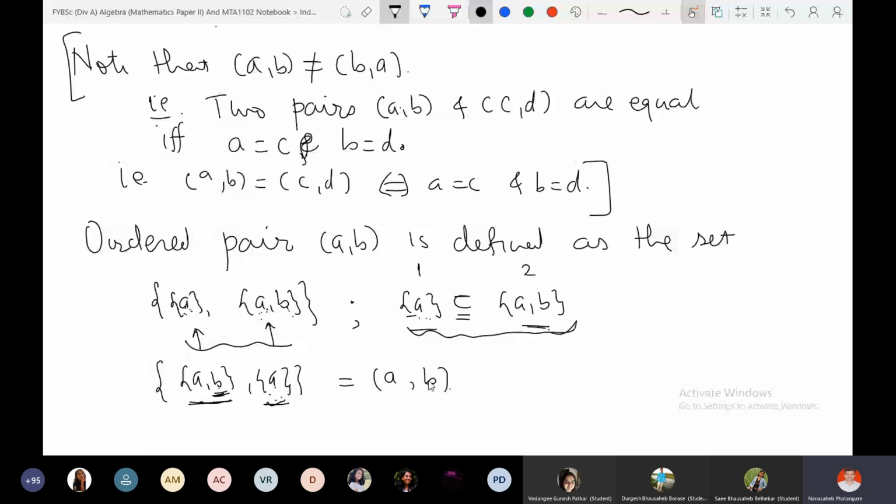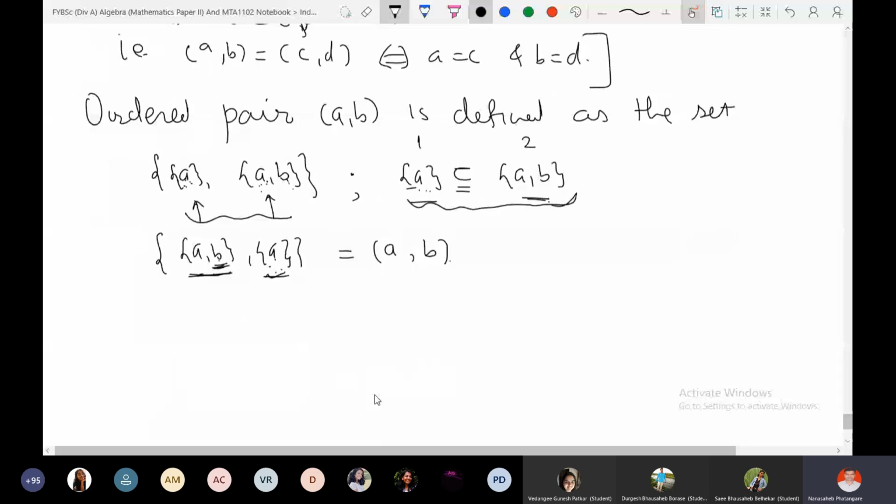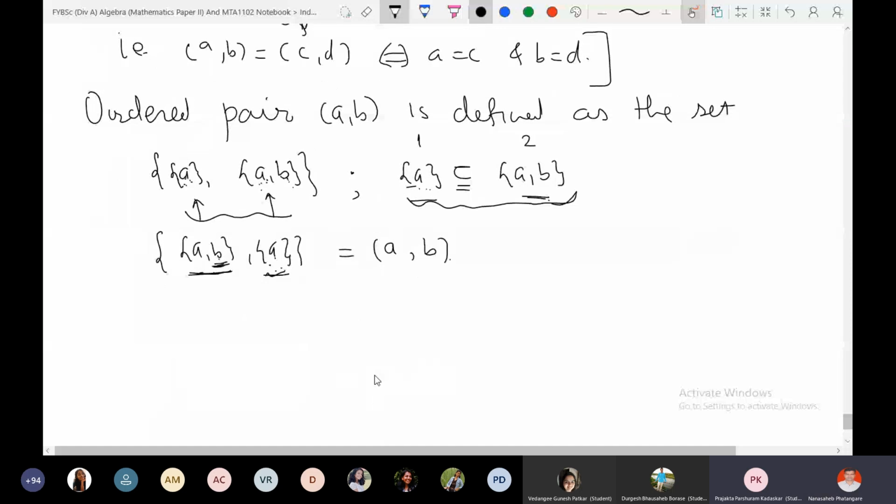Right? Okay, so do you still have confusion? Yes, a singleton set is always the first component. Exactly. Singleton is the first component, and the second component is the element in the larger set which is present in that set but not present in the singleton. So B is the element which is present here but not here, that is the second component. Am I right?